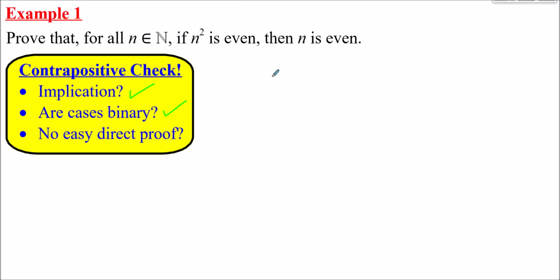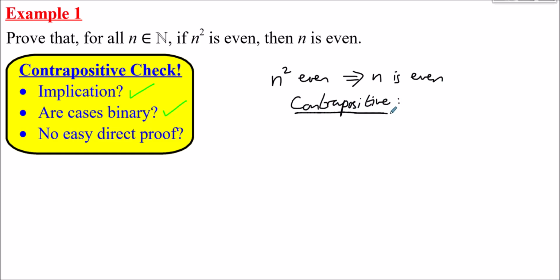So n squared is even implies n is even. This is what we want to prove. The contrapositive of this is as follows. We start with n first. The opposite of even is odd. So if n is odd, n squared is odd.